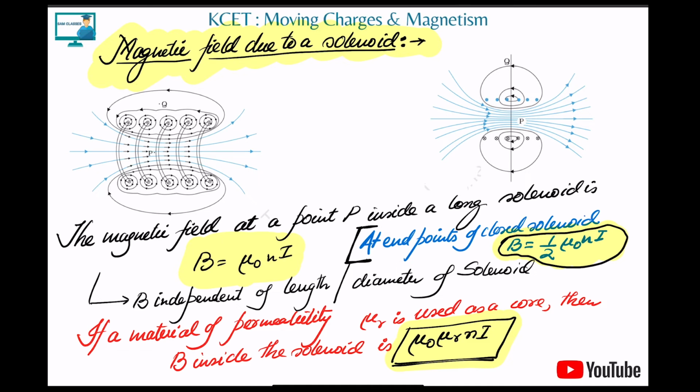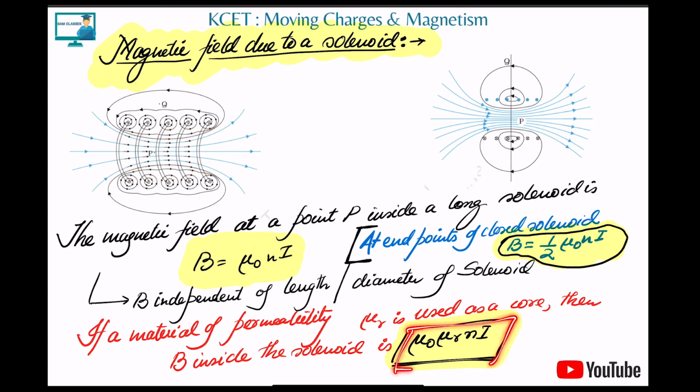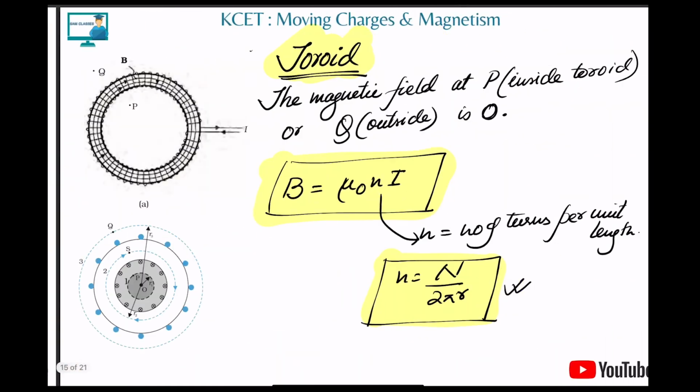Next, if instead of vacuum you put some other material having permeability mu r, just multiply it there. So the magnetic field will be mu naught mu r into n I. That's it. Clear? Don't get confused. The moment you put something different, you should know the permeability value of that material. Put it in, and you'll get the answer.